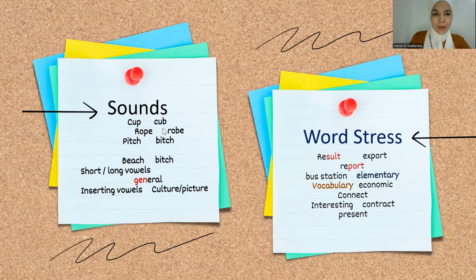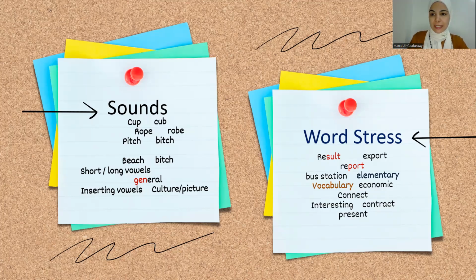Other problems, again related to sounds, is that some people tend to insert vowels where they're not supposed to. For example, many speakers of Arabic insert a vowel between the L and the ch sound, creating a new or an extra syllable and causing problems with the stress of the word, and this affects the clarity and intelligibility of their speech.